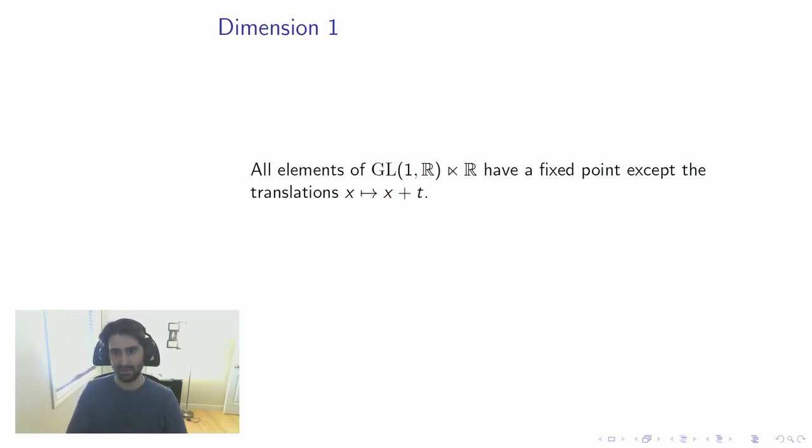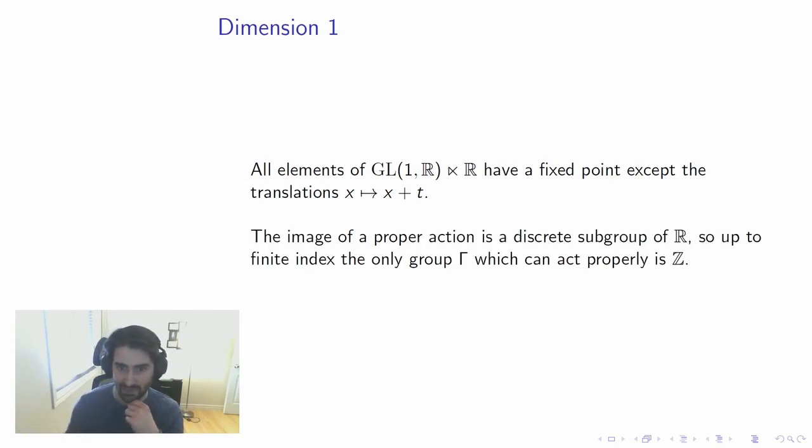Now, say we want to look at the more general problem that we stated before, so affine actions that are proper. Let's look at the super baby case, right? Dimension 1. In dimension 1, all elements have a fixed point except the translations. So if you look at any element of the affine group of the real line, it will fix some point, or it will be a translation. And when you want to have a proper action, as I said before, when you go to infinity in your group, you want to go to infinity in your space. So you don't want to have fixed points, at least not for infinite order elements, right?